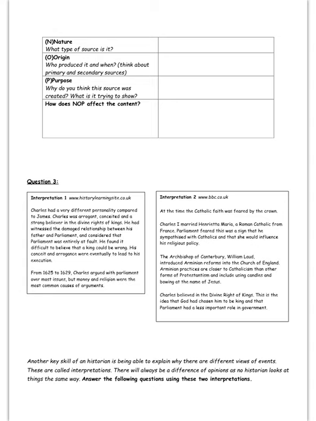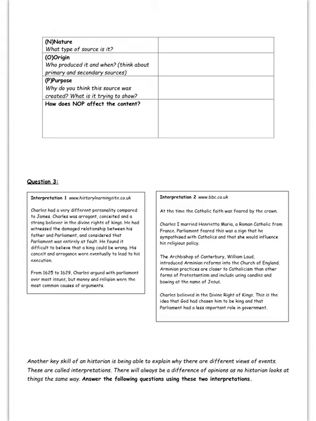Thirdly, P, purpose. Why do you think the source was created? It's a why question. It's meant to be harder. NOP, NOP. What is the NOP of the source? Its nature, its origin, and its purpose. Finally, the extension question. How does the nature, origin, and purpose of the source possibly affect the content of the source? Because it was written by someone at a certain time for a certain purpose, how might that affect what is in the source? Tell me what you think, provide a reason.